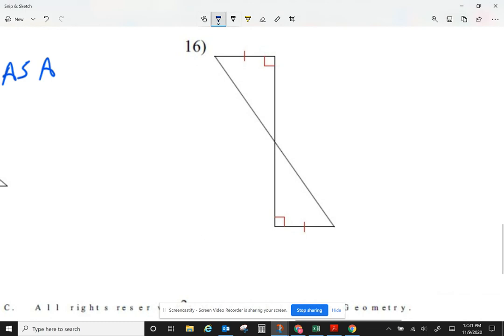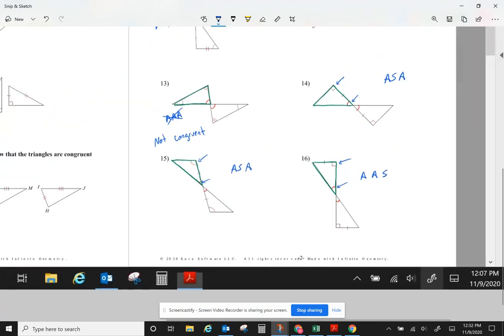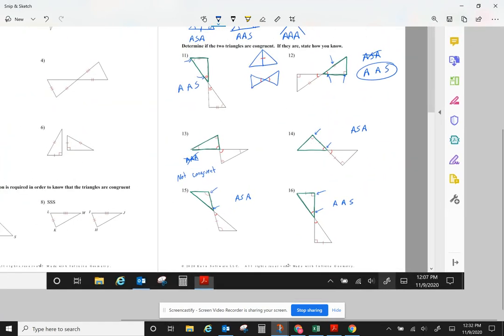Question number 16. I can mark this angle with this angle. I take a look at one triangle, and I notice that this triangle has two angles marked. I'm going to put my two angles. Then I ask myself, is the side in between the angles? It is not. So I'm going to put angle, angle, side. The other triangle is marked the same way. So that's how I do this part.